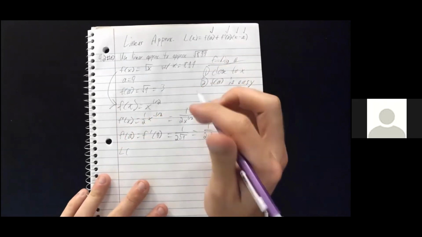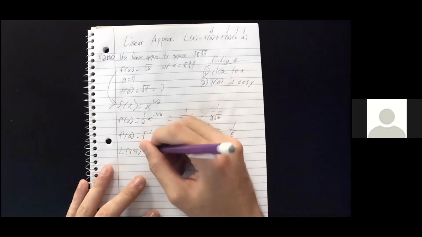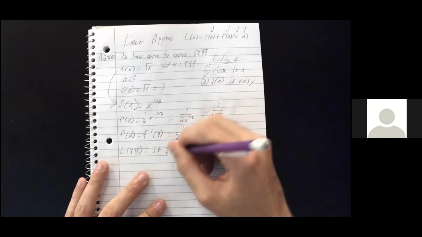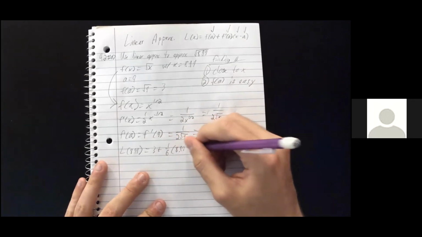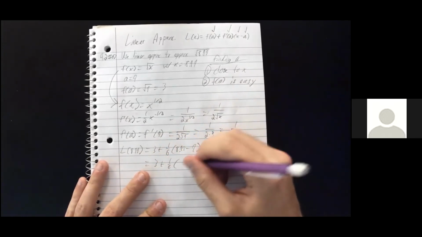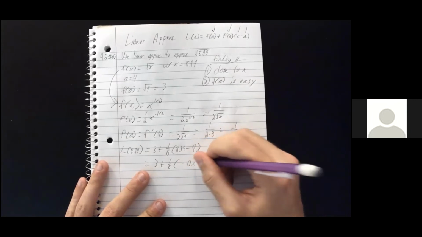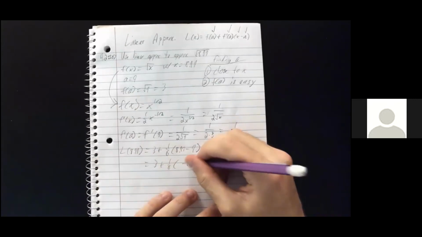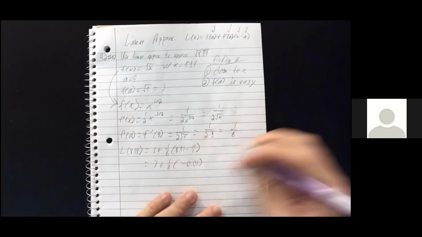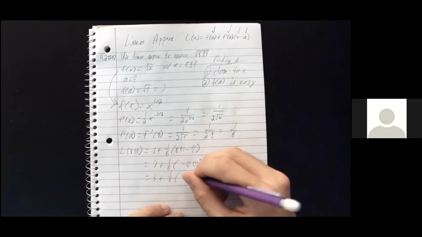I'm going to plug in x on the left side as well for L of x. Our x value is 8.99. So f of a is 3 plus f prime of a is 1/6 times x, which is 8.99, minus a, which is 9. Then it's pretty much just arithmetic. 0.01. 3 plus 1/6. This is negative.